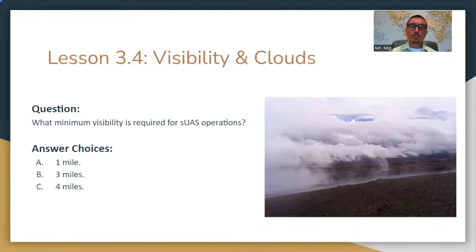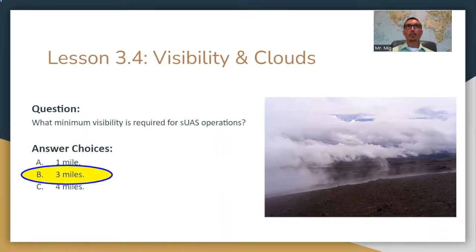Okay. What is the minimum visibility required for SUAS operation? Pause the video and tell me your answer. Okay, good. 3 miles. Remember, we have to have 3 miles. Now, that doesn't mean that you can see your drone from 3 miles away. If you're flying a DJI Mini, you're not going to see your drone from 3 miles away. They're tough to see. But you got to be able to see 3 miles away.